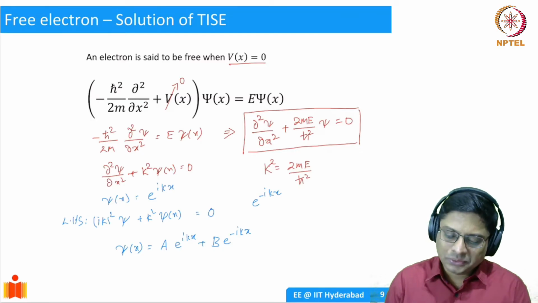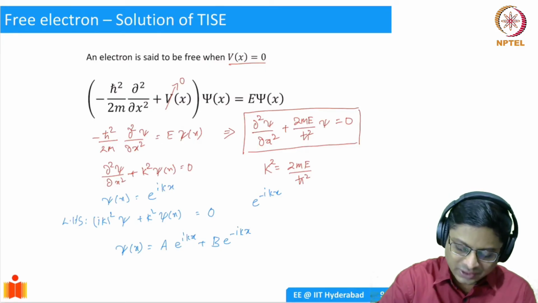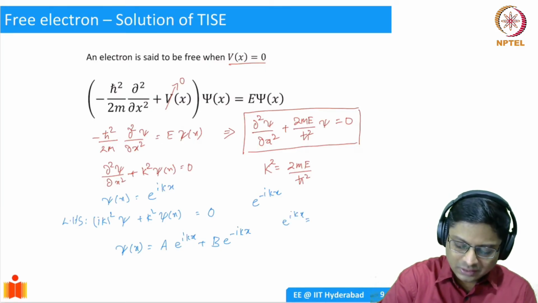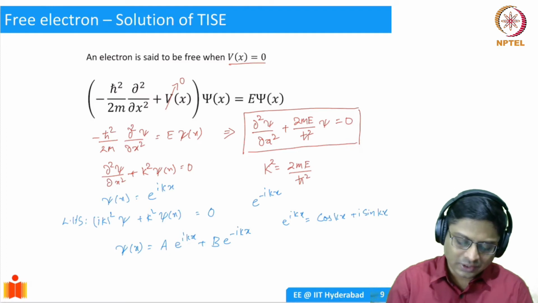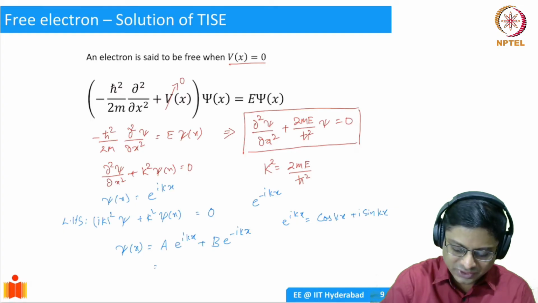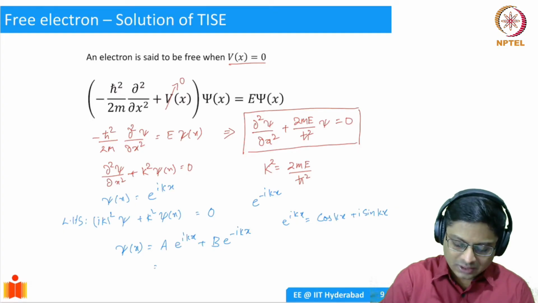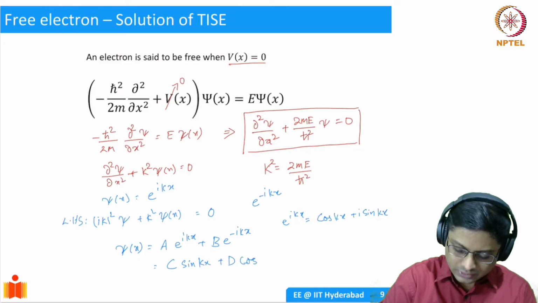I mean, we could also try to write it in a slightly different form, because we know from trigonometry that exponential ikx is simply cos kx plus i sine kx. And similarly, exponential minus ikx also we know what it is. So you could write it in another form. I'll redefine the coefficients. I'll say C sine kx plus D cos kx. So this is also a solution.